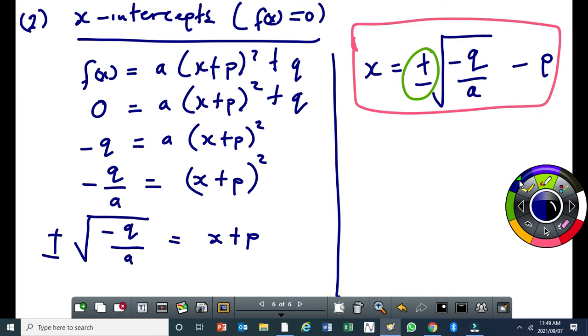Alright? Then let's move on to y-intercept. That's number 3. Y-intercept.